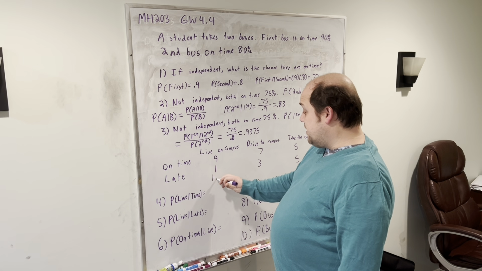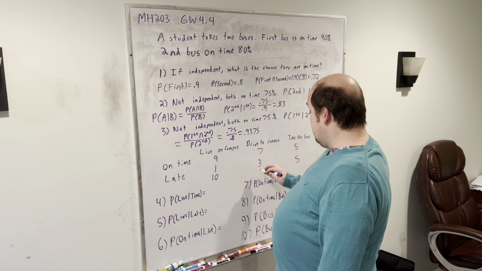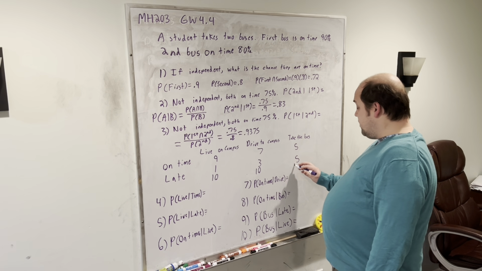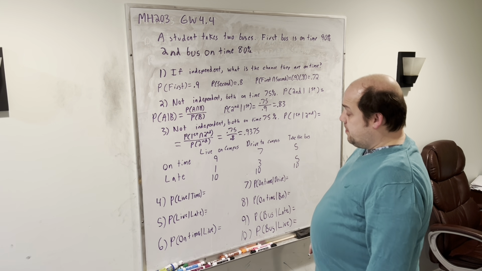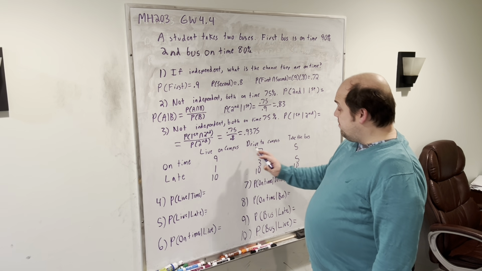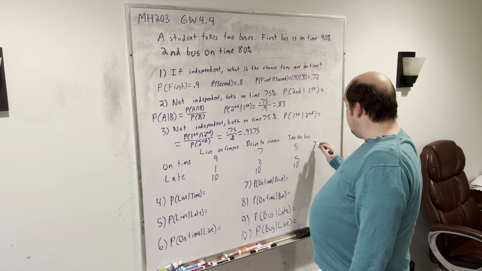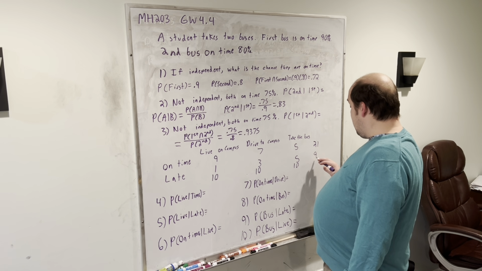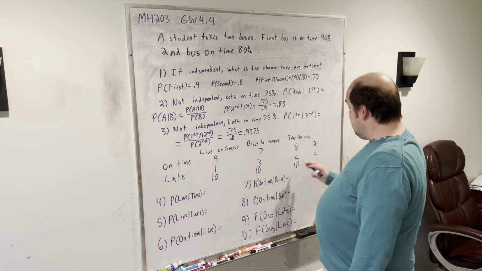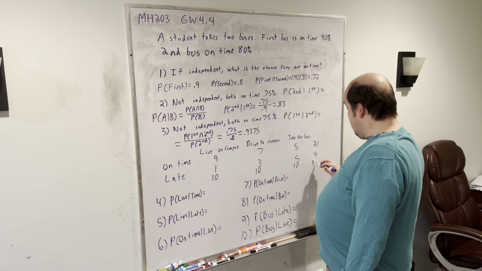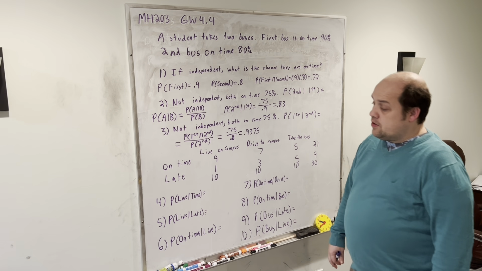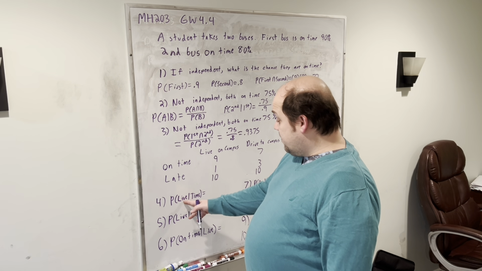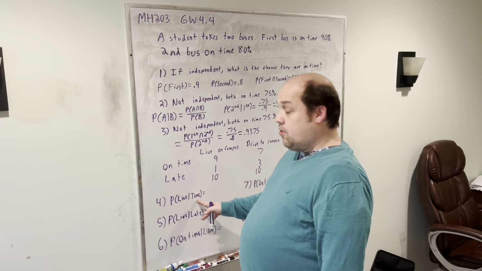So I'm going to go one by one and total up the columns. 9 plus 1 gives me 10 total people living on campus. 7 plus 3 gives me 10 total people driving to campus. And 5 plus 5 gives me 10 total people taking the bus. On time, 9 plus 7 is 16, plus 5 is 21. 1 plus 3 is 4, plus 5 is 9. Whether I add 10, 10, and 10, or 21 and 9, I get to the table total of 30 total people.